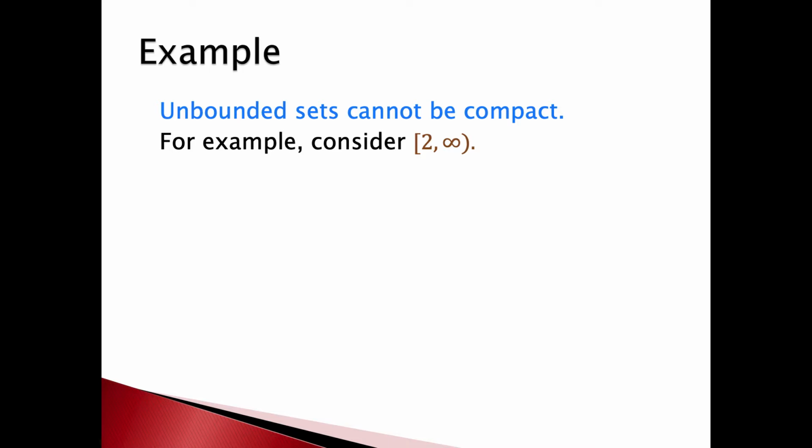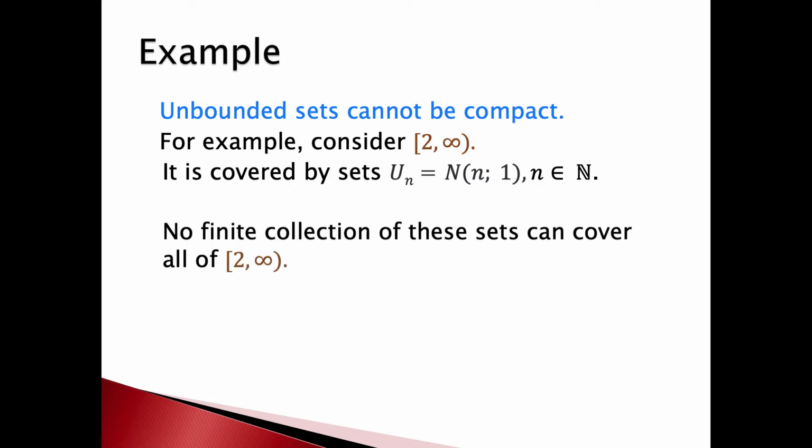Here's my open cover that does not have a finite subcover. I'm going to look at intervals, kind of like I did a few minutes ago. I'm going to use open sets Un, where each Un is the neighborhood around n of radius 1. So U3 would be the interval from 2 to 4. U7 would be the interval from 6 to 8. So I go 1 unit on either side. Now, of course, that obviously is going to cover all of my interval from 2 to infinity, because what's U1, right?